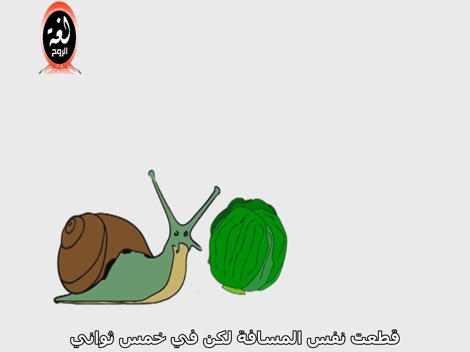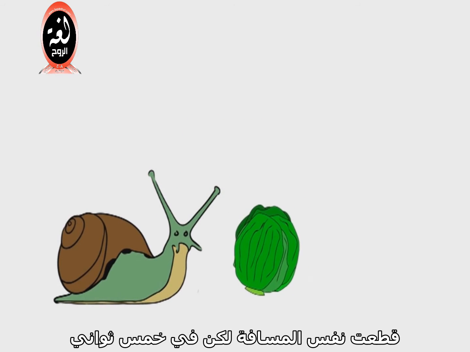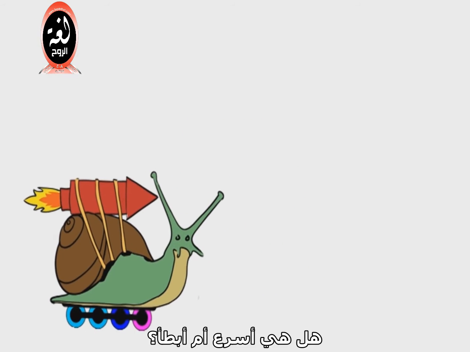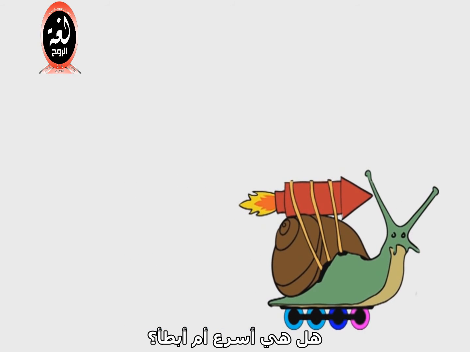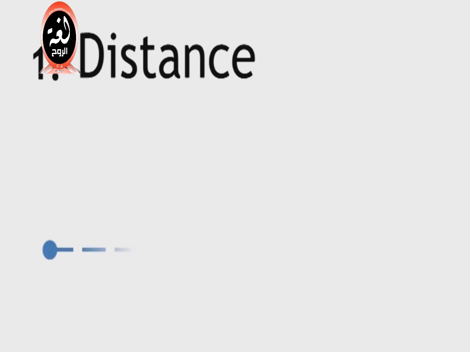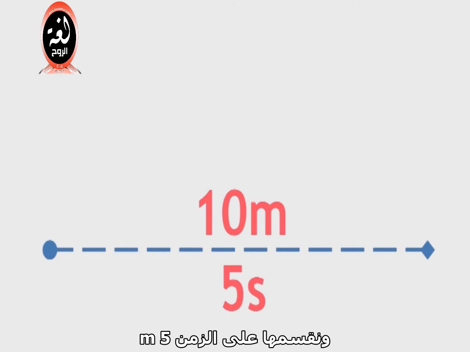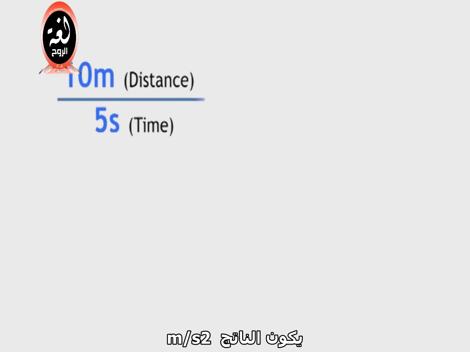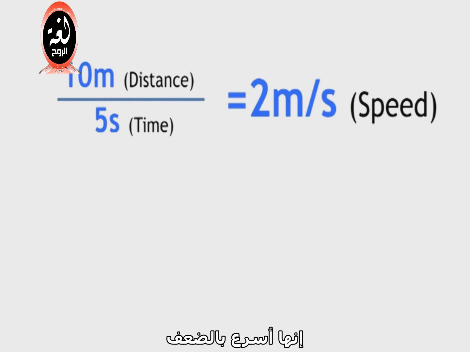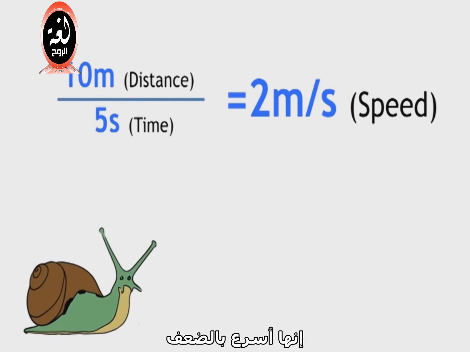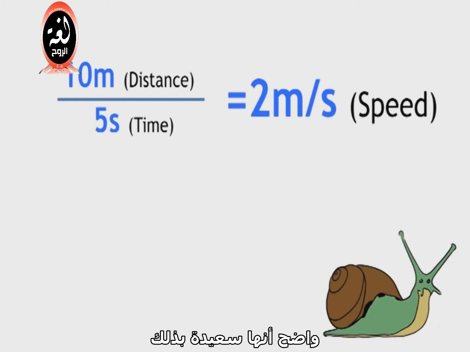Okay, the next day, after eating her way through my lettuces, she does the same 10 meters, but in 5 seconds. Is she faster or slower? Well, let's find out. We take the distance in meters, 10 meters, and divide by the time in seconds, 5. 10 divided by 5 is 2 meters per second. She's twice as fast. Obviously, very delighted with this.